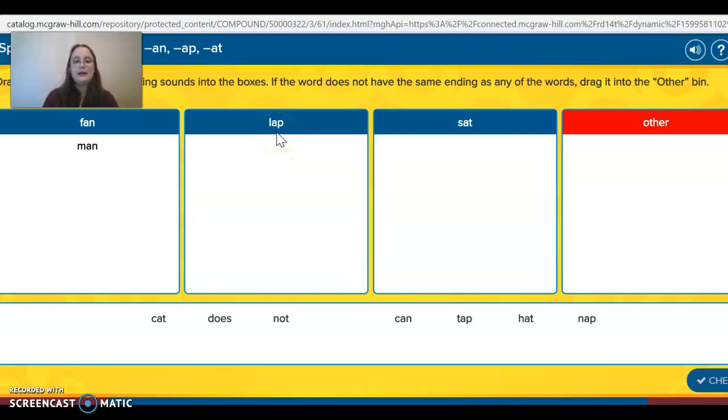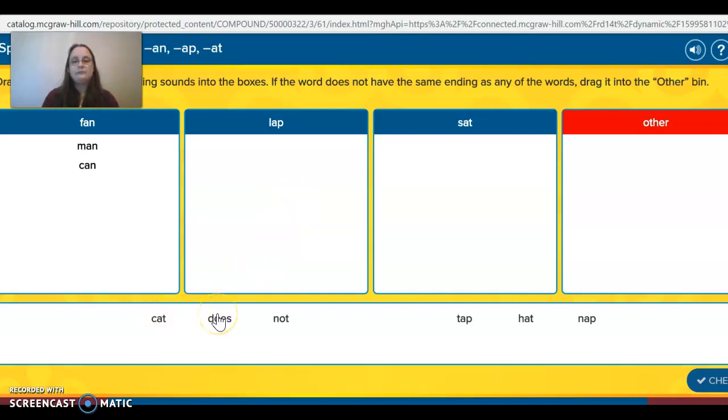Then we have lap. Lap. Oh, wait, friends. Miss Greyhouse messed up. Okay? So we have another word that is in the an family. And this time we're going to look for it by looking for the an at the end of a word. A-T, E-S, O-T, A-N. Here we go. Our word can. Okay, friends. So then we have the app family. Lap.